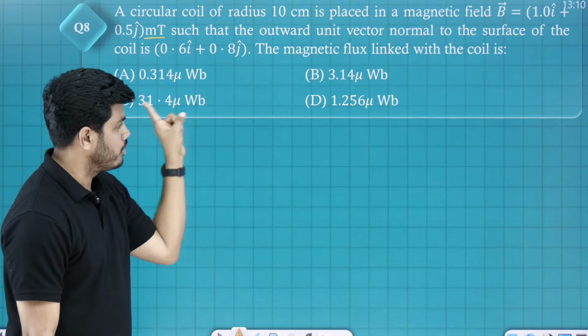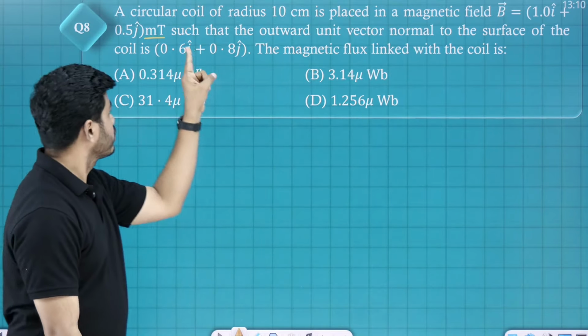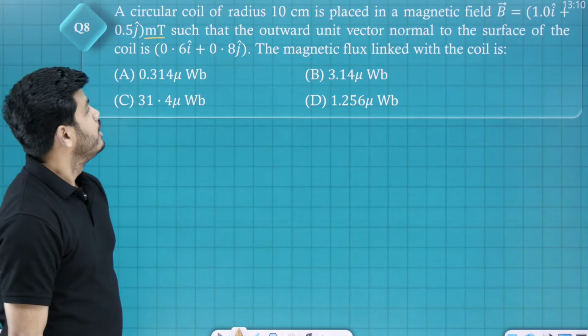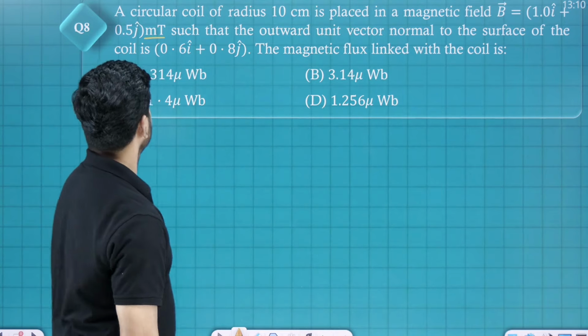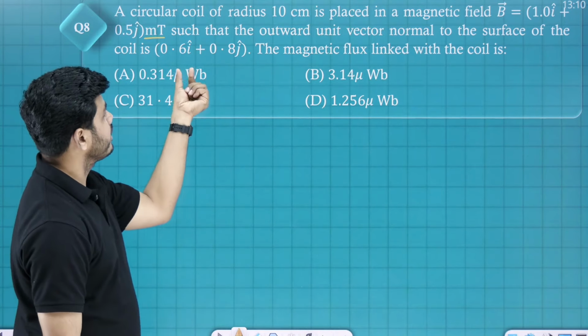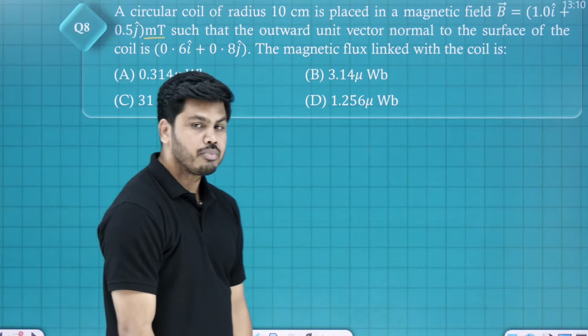So none of your answers may match the given options, because we forgot to convert this most of the time. Yes. Such that the outward vector normal to the surface of the coil is 0.6 i cap plus 0.8 j cap. Magnetic flux linked with the coil.